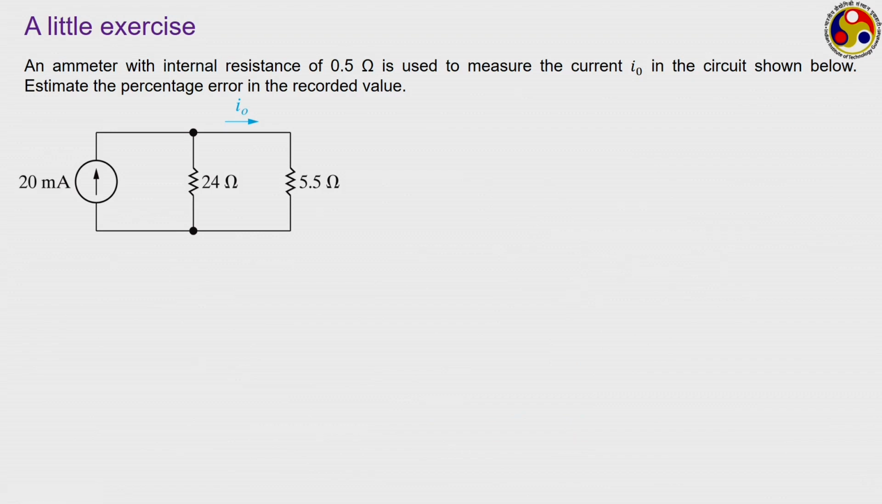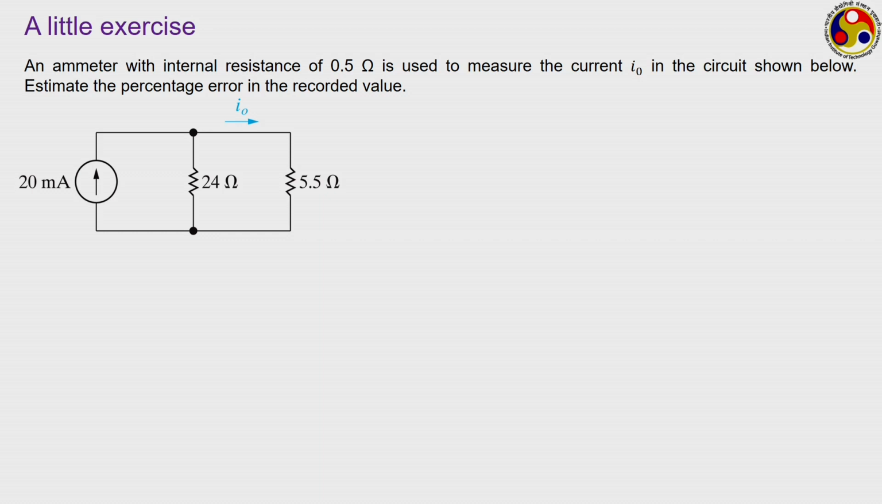Here our problem involves one ammeter. First look at the circuit. We have a 20 milliampere current source connected to two resistances placed in parallel, one 24 ohm, another 5.5 ohm. The ammeter of internal resistance 0.5 ohm we have to use to measure this current I naught.